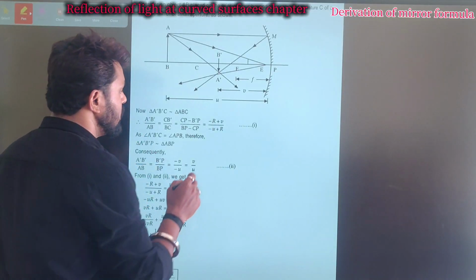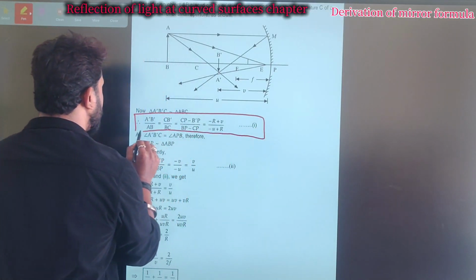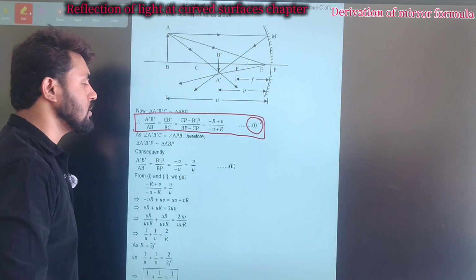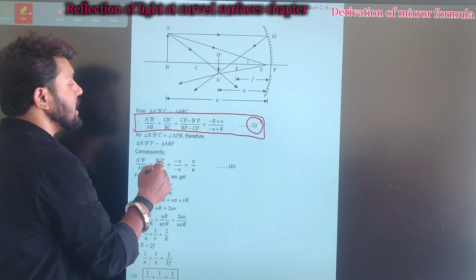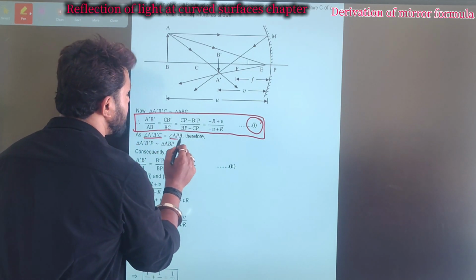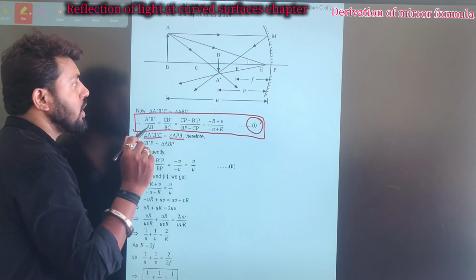Now moving ahead, I hope till here you guys have understood. This is equation number 1. Now the same thing applies to triangle A dash B dash C and triangle APB. Now which one is that?